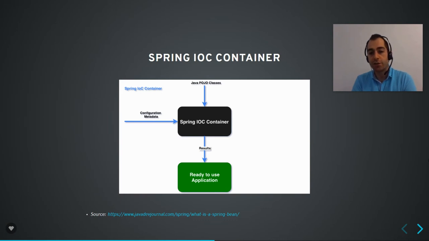So the inversion of control container, you can think of it like a big box in which you have a lot of instances and a lot of metadata on how to create instances, and Spring gives you instances from this box when you need them.